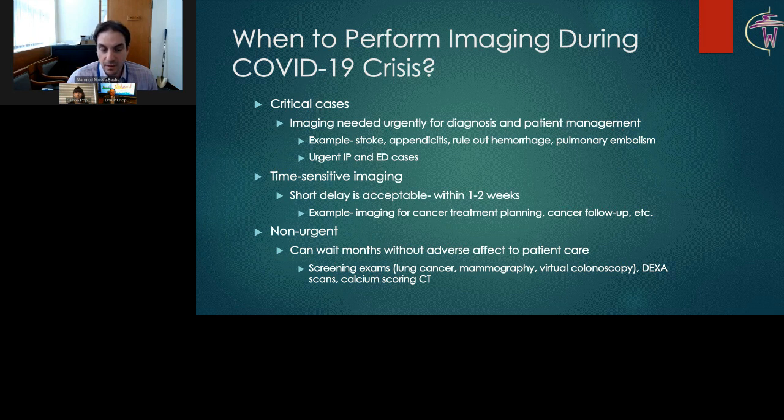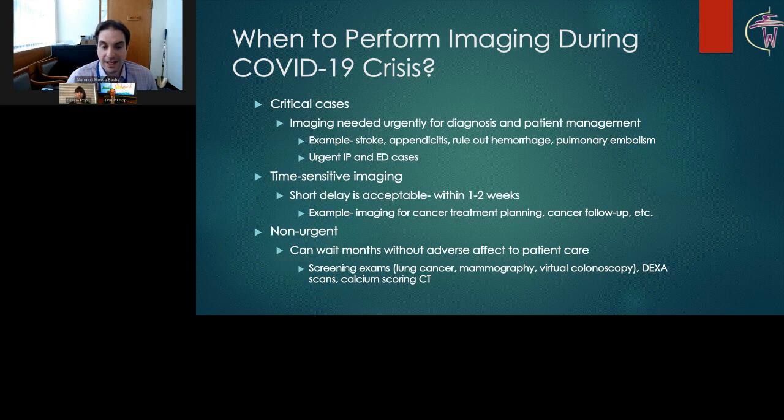In terms of scheduling new patients, what we request from the ordering clinicians is that they place on the exam requisition, within the indication section, the time sensitivity of the exam, whether it's critical and needs to be done right away, whether it can wait some time period, and how long it can wait. Does this imaging need to be done within a week, within 2 weeks, within a month, and so forth, so that we can plan accordingly.